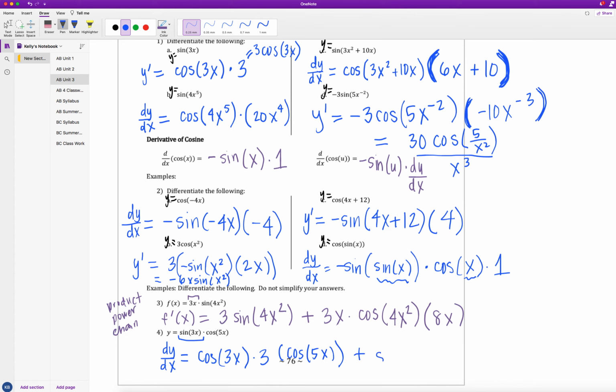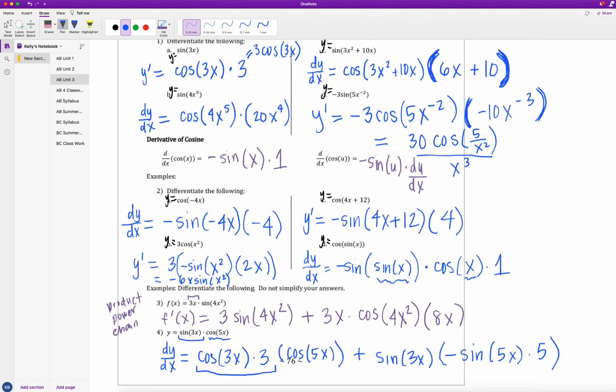plus now I rewrite the first function, so sine of 3x stays the same, times now I can take the derivative of the second function. Derivative of cosine is negative sine. Keep the inside the same, so the 5x stays, times the derivative of 5x would give me 5. So we end up with definitely a large mess here of cosines times other cosines plus sines times other sines. We want to make sure we're understanding where each one of these pieces is coming from.